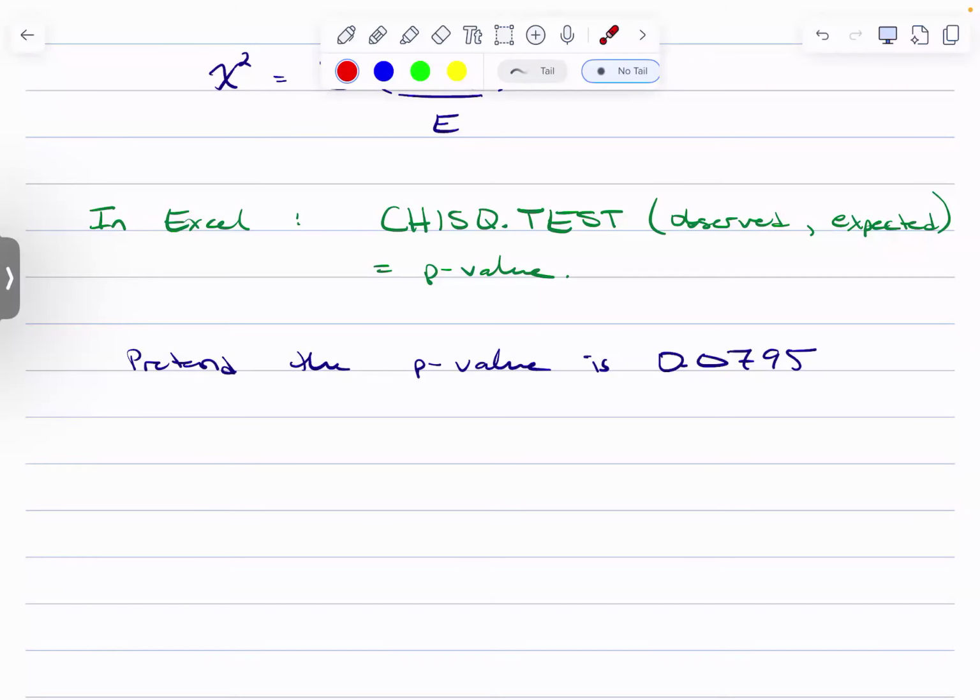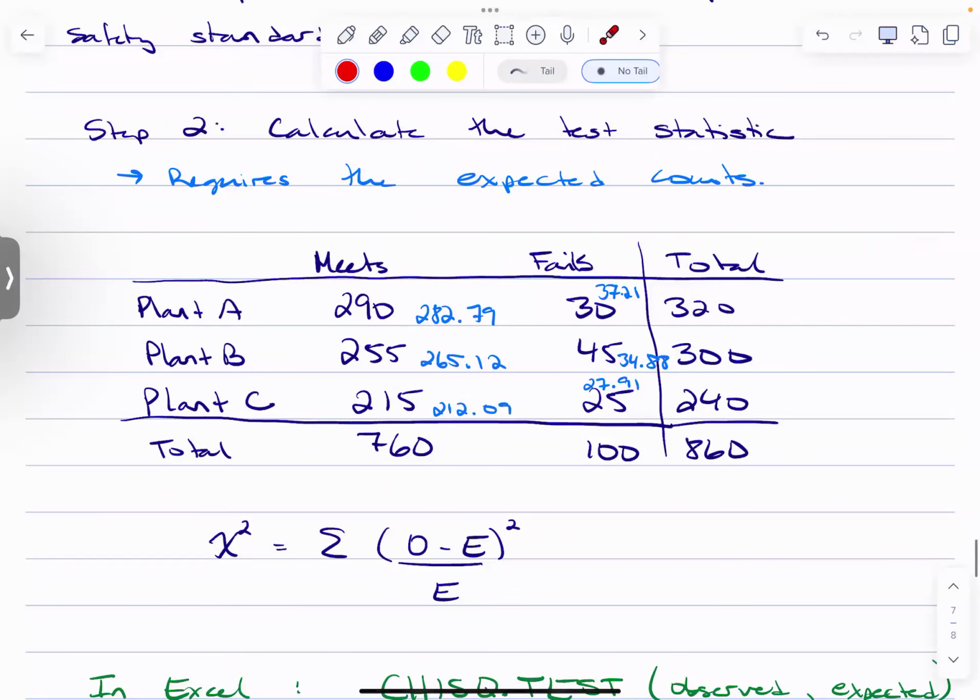And try checking the conditions. But we have those expected counts now. They're all greater than 5. And we assume that a measurement from plant A that meets the safety standards is independent of all the other observations, which is pretty reasonable, right? You don't have a measurement from plant A also popping up in plant B, right?